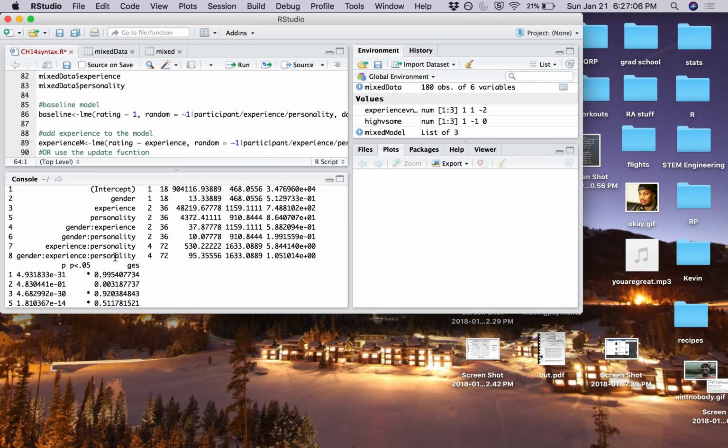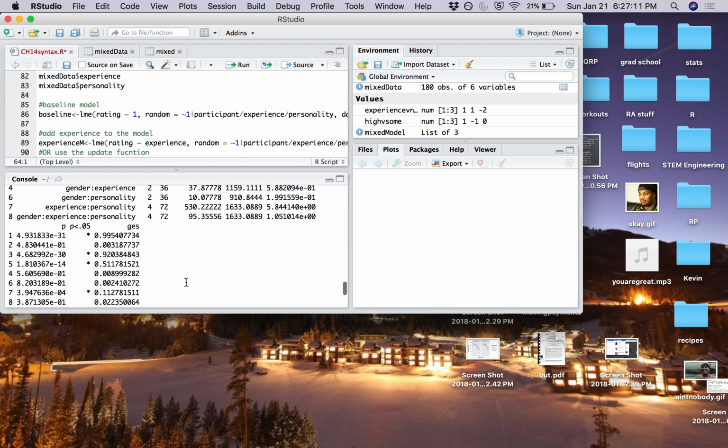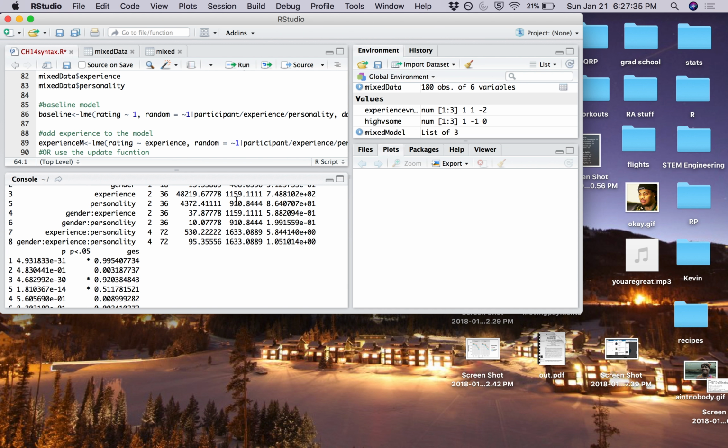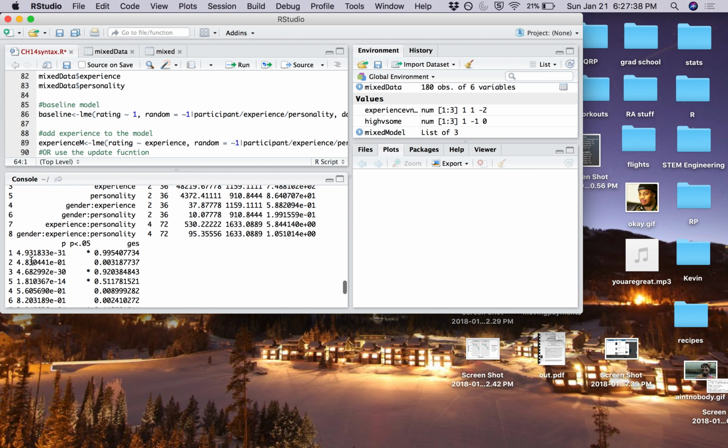We find a non-significant effect of gender here, meaning if we ignore experience level and personality level of the data, male and female participants didn't differ in the ratings that they gave significantly. There is a significant effect of experience, which means, it's hard to read that. I don't know why it's split like this. I tried to extend it, but number 3 is experience here.